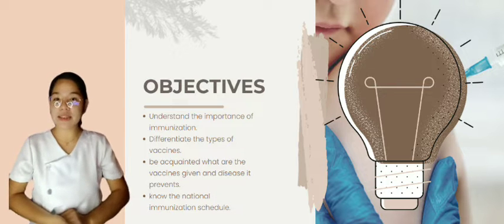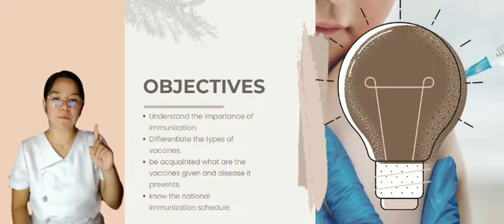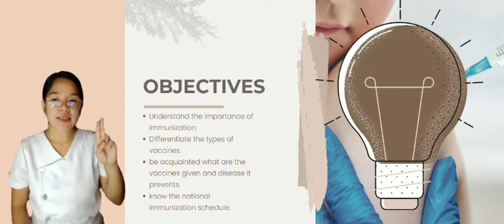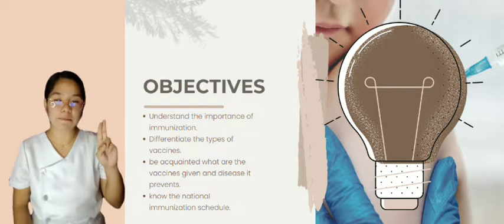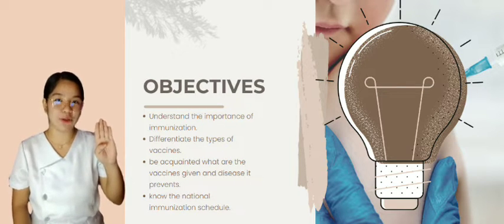So at the end of this lesson, students will be able to, first, understand the importance of immunization. Second, differentiate the types of vaccines. Third, be acquainted with the vaccines and the diseases they prevent. And lastly, know the national immunization schedule.